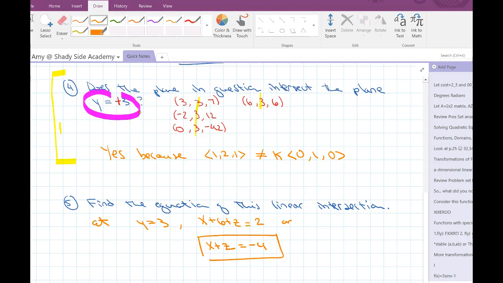All right. Now, the equation of the linear intersection, well, at y equals 3, I just plugged in 3 for y into the equation of the plane. Look what I've got. When y equals 3, x plus 6 plus z equals 2 is the result, or, and here's your equation of the line, x plus z equals negative 4. That is an equation of a line on the plane y equals positive 3. That is the result of the intersection of the plane in question and the plane y equals 3.